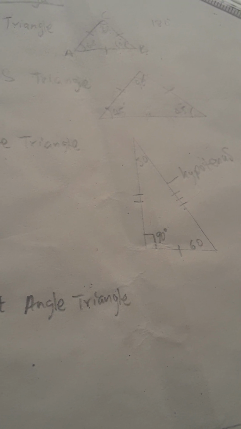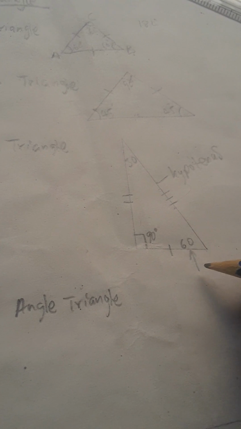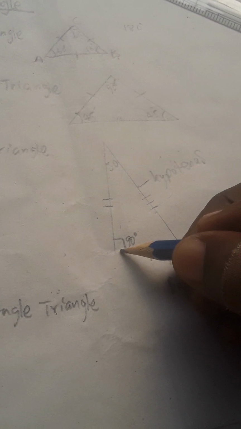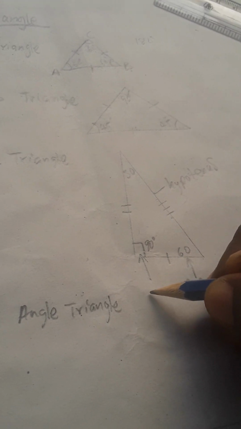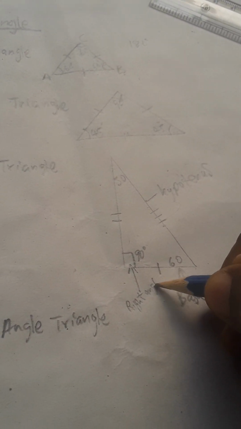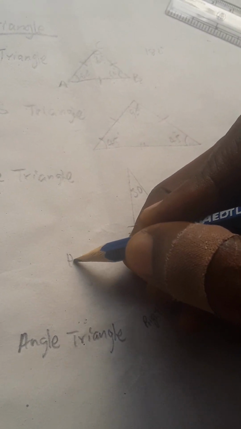So when you look at the right angle triangle, this is the base, like I told you earlier. This place is the right angle. You can call it the right angle. And this is the height, like I told you earlier, the vertical height.